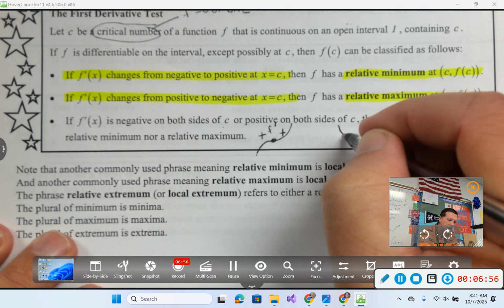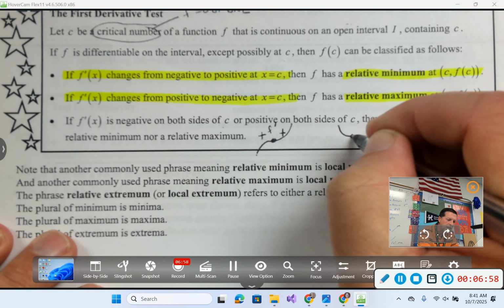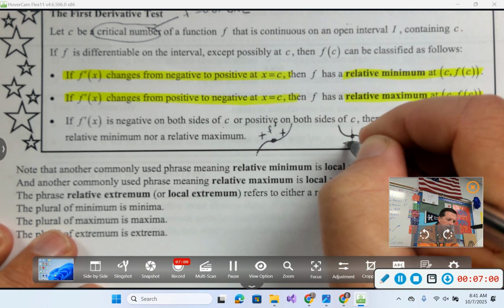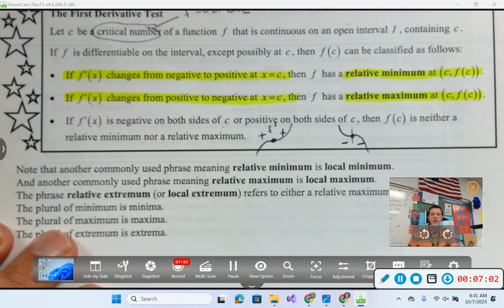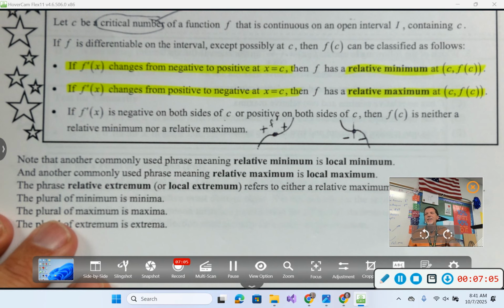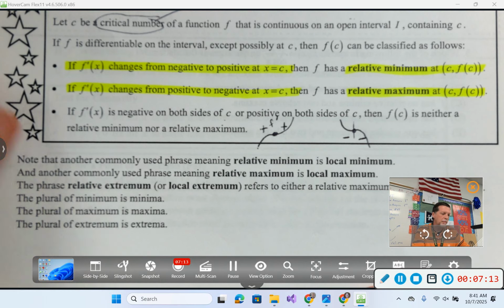Same thing if it's decreasing and hits a flat spot. F prime doesn't change, it goes from negative to negative, so that's not a max or min. We're looking for where f prime changes signs, because then we've topped a mountain or bottomed out in a valley.